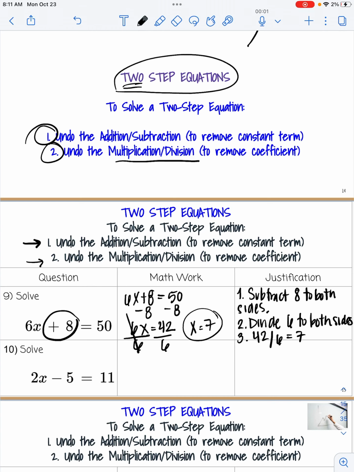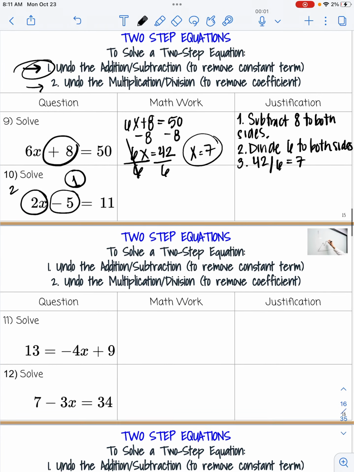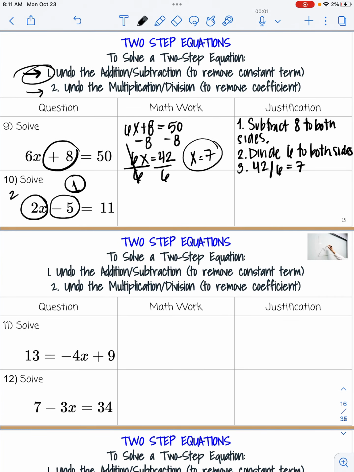All right, go ahead and try out this next one, number 10. Remember, you're first undoing the addition and subtraction. That means that first you're going to undo this part. And then this is the first step. And then you're going to undo this 2x. Okay? So go ahead and try it out. We're going to look at more examples. I'm going to do this number 11 with you guys.